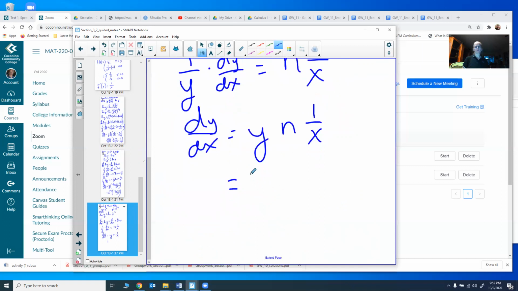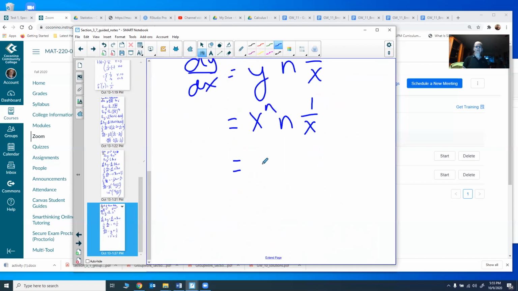So put back in what the y was, x to the n times 1 over x. And now I see I can simplify this just a little bit. x to the n times 1 over x is n times x to the n minus 1. And there was the proof. So that is how we prove that the power rule works.